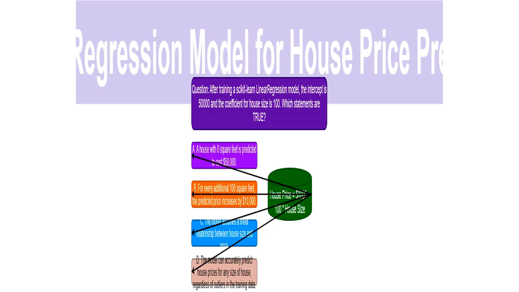This question sets the context. We're dealing with a linear regression model from Sklearn, which is a popular Python library for machine learning. We're given the key outputs from training the model on house size and price data. Sklearn is just the tool we're using. The core concepts are about linear regression itself. The intercept and coefficient are crucial for understanding the model's predictions.